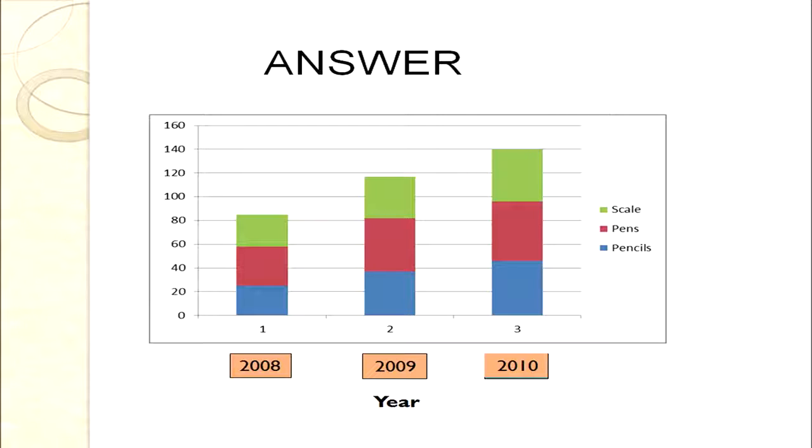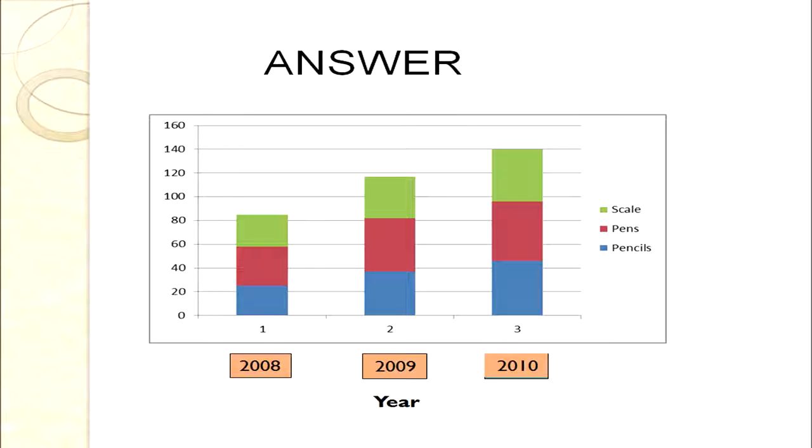On the x-axis we have mentioned the years 2008, 2009, 2010. On the y-axis, you can see over here, colors have been given for scale, pens and pencils. In year 2008, blue shows pencils, red shows pens and green shows scale. So, the total length was 85. In the previous slide, as you can see, the data was given. We have first plotted pencils, drawn a line, and then whatever the data given for pens, we add up to get a cumulative value, draw the next line, and the left space is for scale.